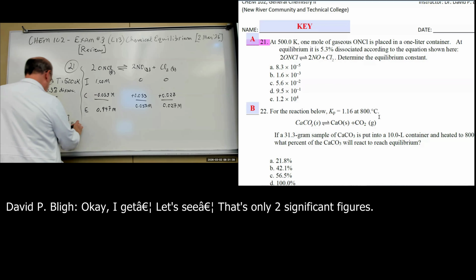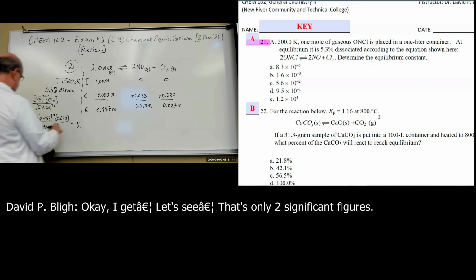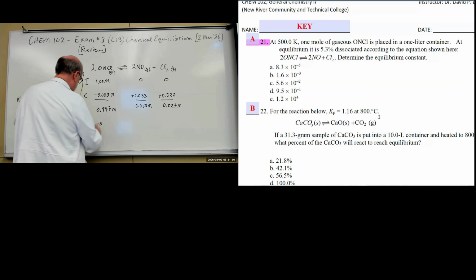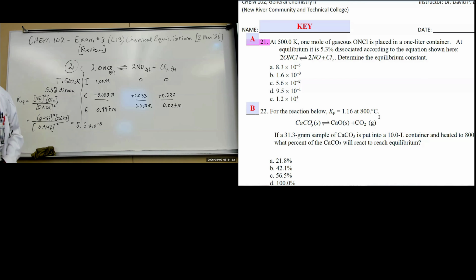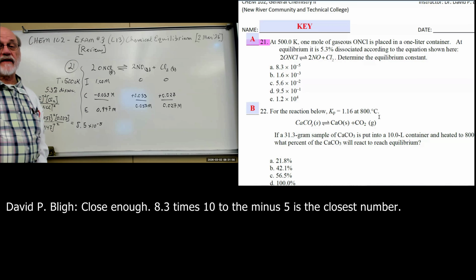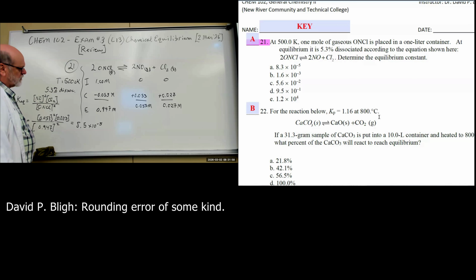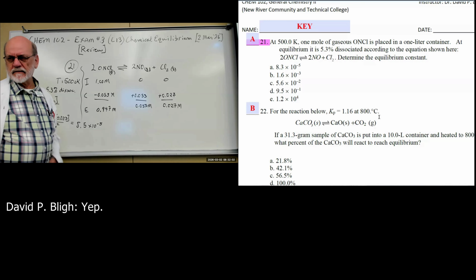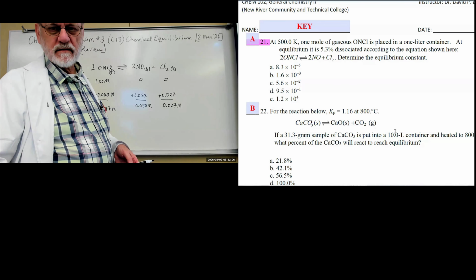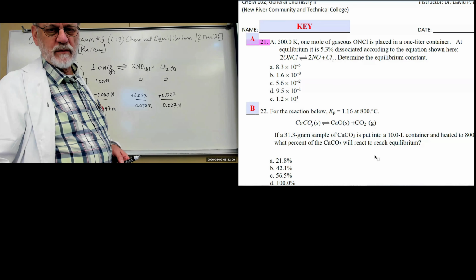Okay, I get, let's see, that's only 2 significant figures. 8.5 times 10 to the minus 5. Close enough. 8.3 times 10 to the minus 5 is the closest number. Rounding error of some kind. Yeah. Or we could look at the way I worked it out before and see if I ended up with the same problem.